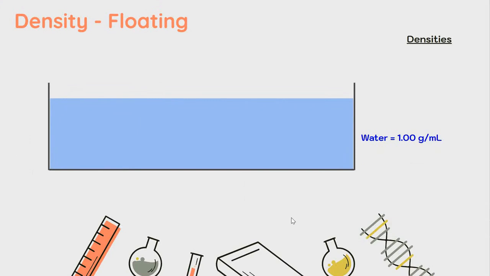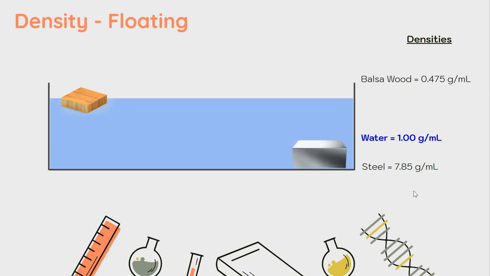Now, let's talk about density and how it relates to, say, floating. If I take something like water, which has a density of 1 gram per milliliter, and I put an object in water, if that object has a lower density than water, like balsa wood, it would float. Whereas an object like steel, with a density higher than water, would actually sink.